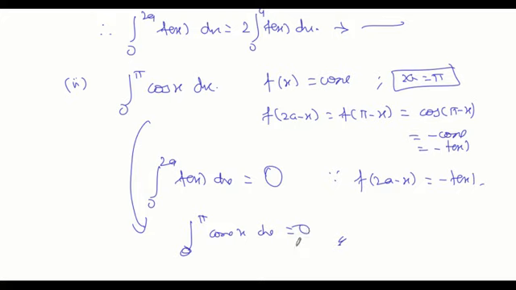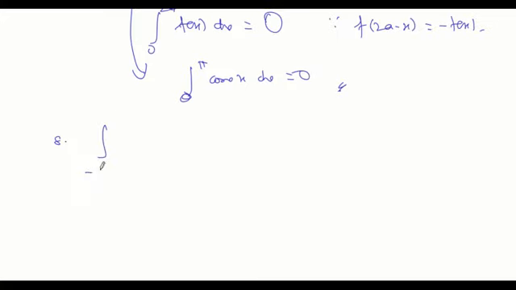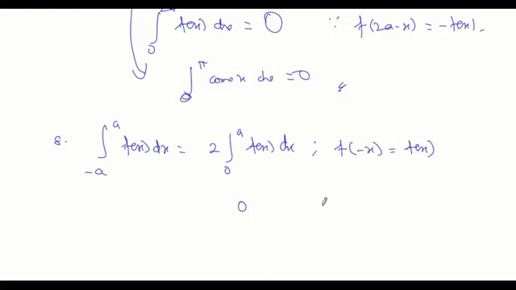Now the next property, integral minus a to a f of x dx. Here also we have two categories, children. One is 2 times integral 0 to a f of x dx. The second is 0. Here, the limits are minus a and a. In the first case f of minus x is equal to f of x. In the second case f of minus x is equal to minus f of x.